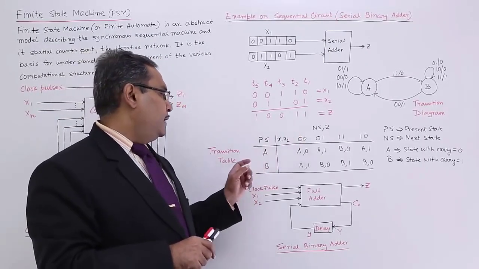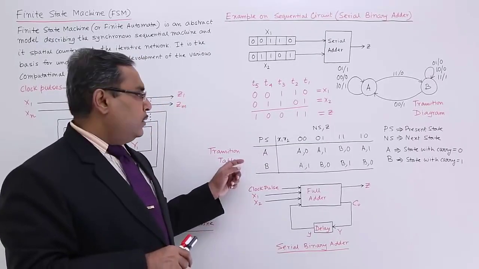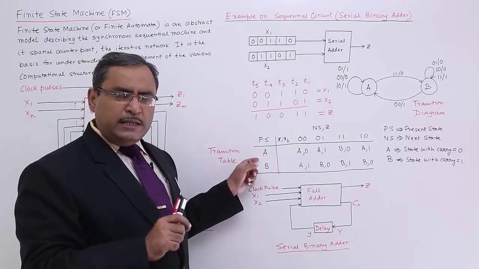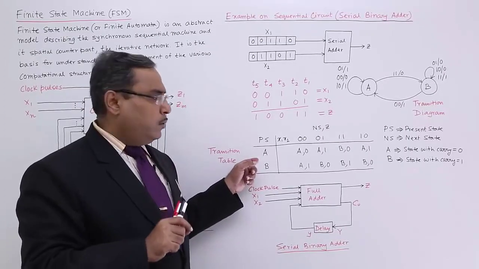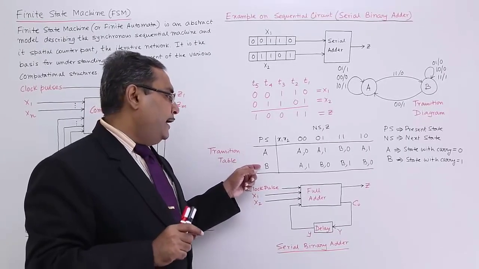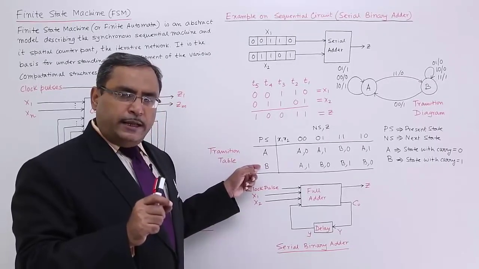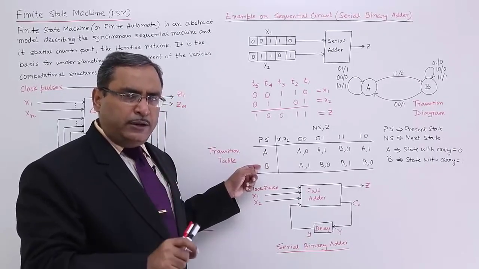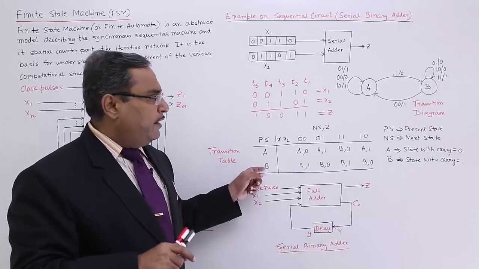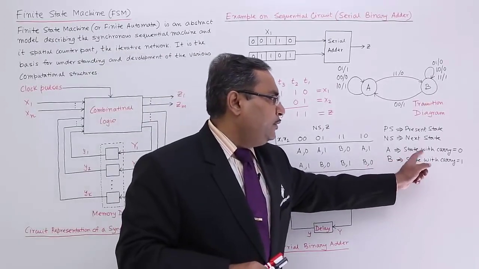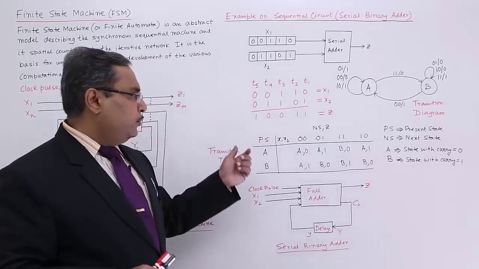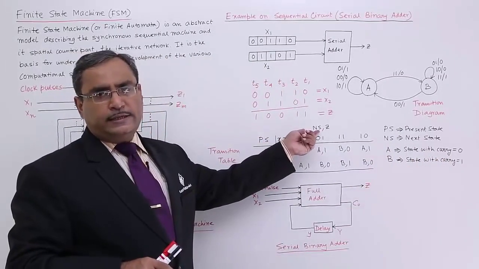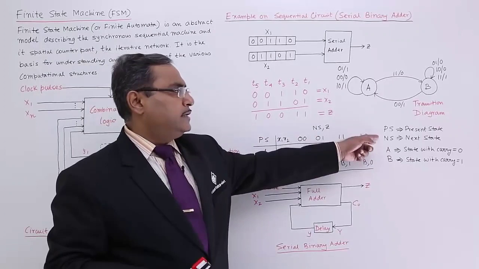So that's why it is synchronous and sequential. See, this is my transition table. What is A? A means the state of this serial adder with carry 0. And B is the state of this particular serial adder with carry 1. Everything has been written here: state with carry 0 and state with carry equal to 1. So A and B. And this is my next state and this is my present state.